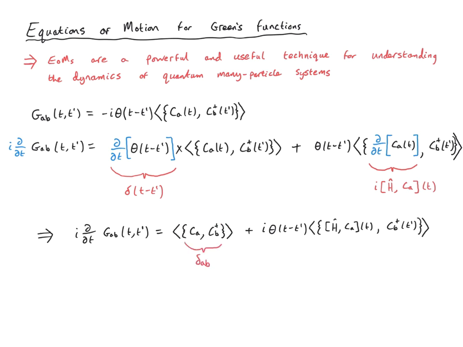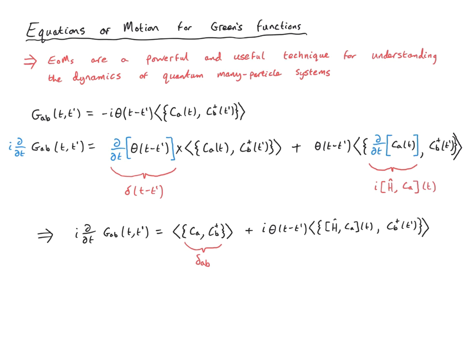In the case of fermionic operators, we know that the anti-commutator of Ca and Cb dagger is of course delta AB, and the expectation value of delta AB is just delta AB, it's a constant. What about this second term? Well, we see immediately that this is just another kind of Green's function.